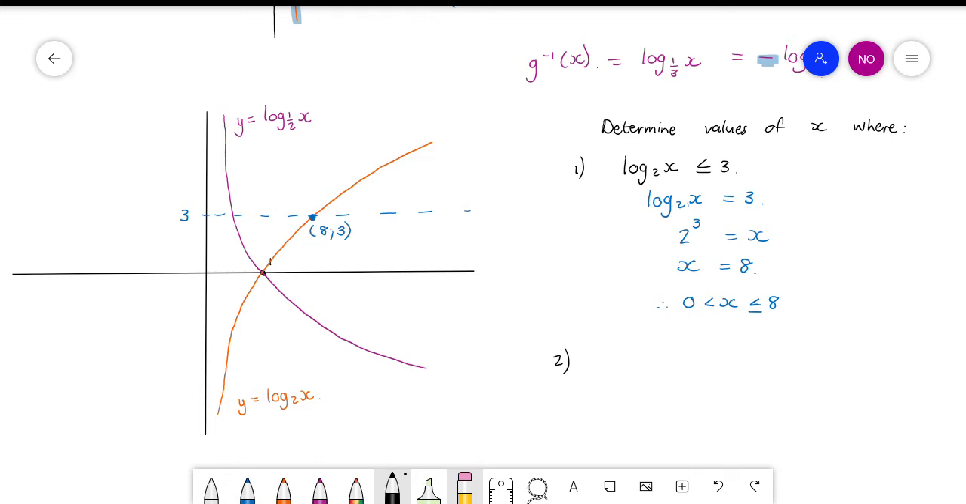I include the 8 because they're looking for smaller than or equal to 3. And at the point 8, at x value 8, it's equal to 3.